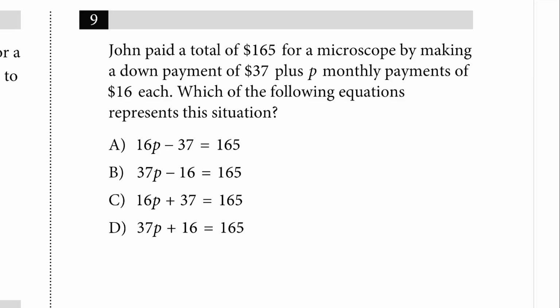So if we're looking at this, we have a total amount of 165, and we can see that all options share that. Now, when we're looking at the amount that he paid, we're not going to be subtracting anything because that's not what's happening. The whole thing is money that he is spending. So he spent a total of $37 of 165, but he spent 37 first, and then $16 for each monthly payment. So this option is going to be C.